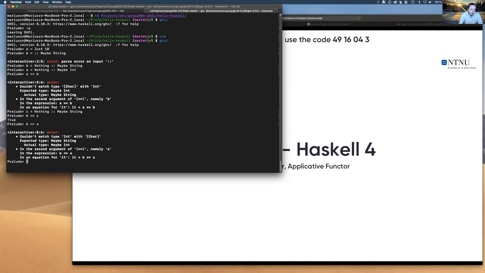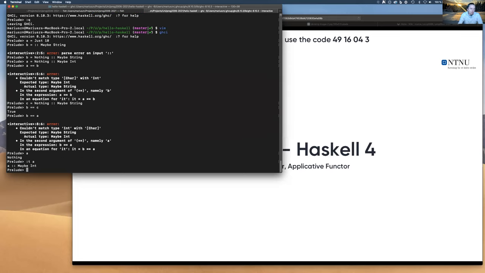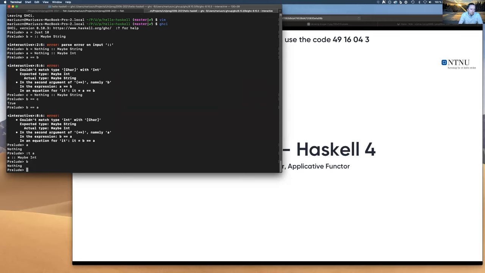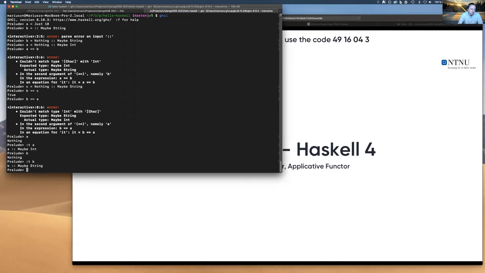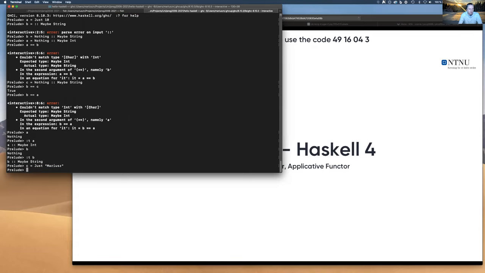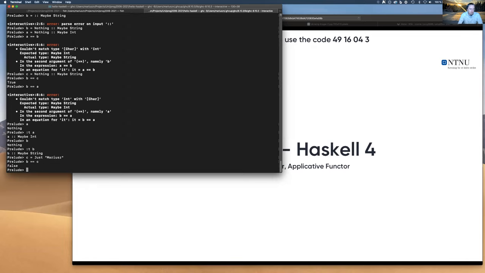Another interesting thing is that if I have A, which is nothing, and I ask what is the type of A, it says it's Maybe Int. And then we have B, which is also nothing, and if I ask what type B is, it says it's Maybe String. And then we have C, which is also Maybe String. So if C is just Mariusz, and I compare whether B is the same as C, the compiler says no, because B is nothing and C has a value, which is Mariusz.